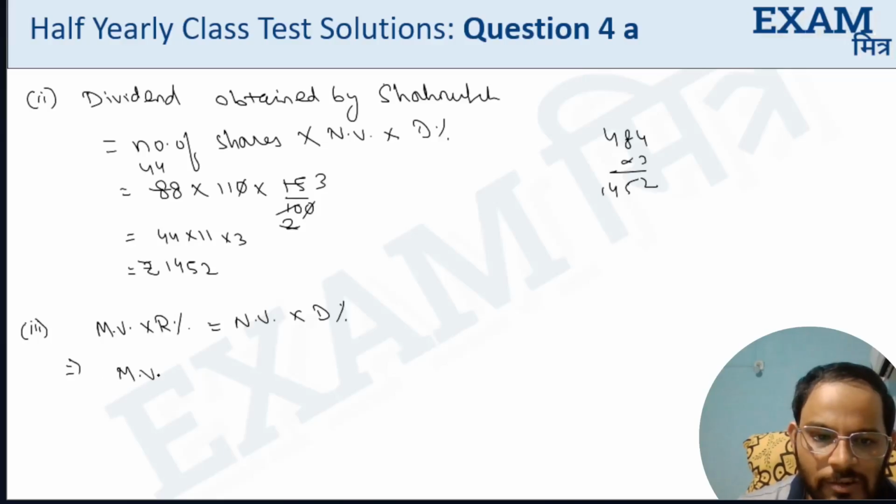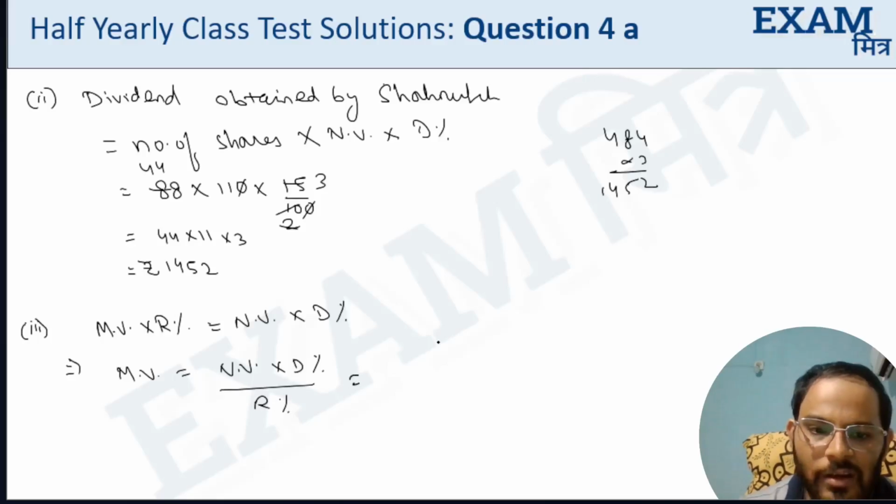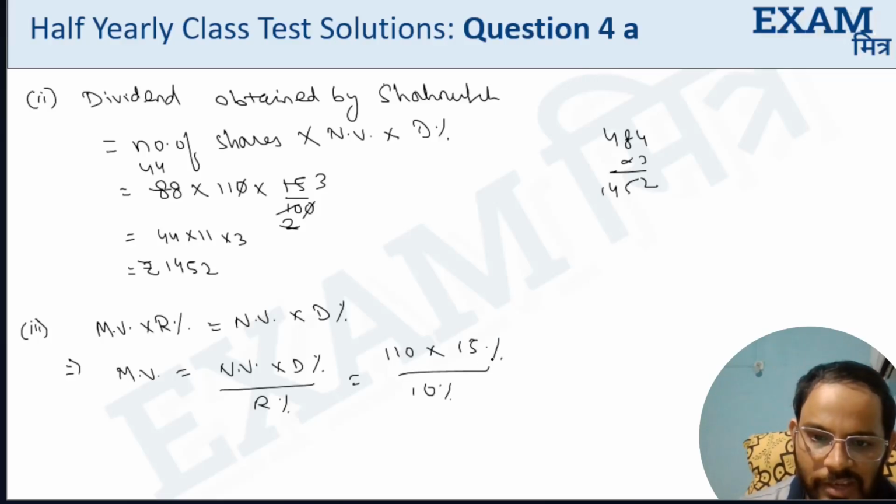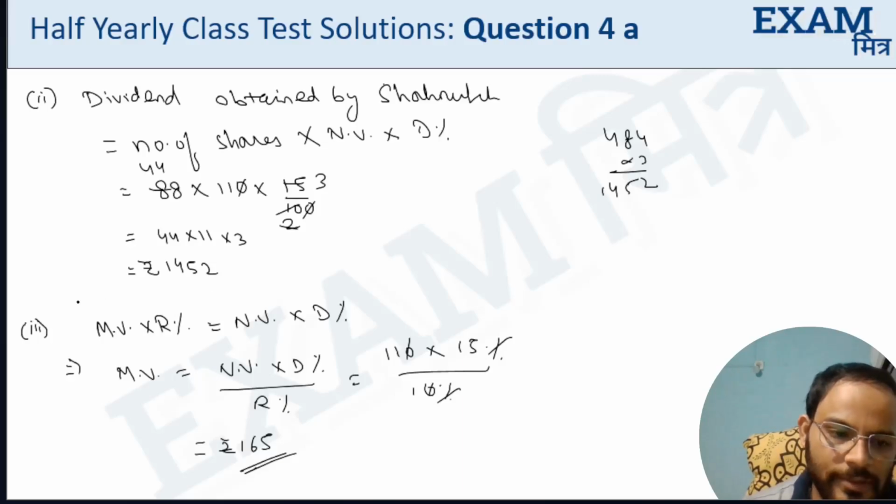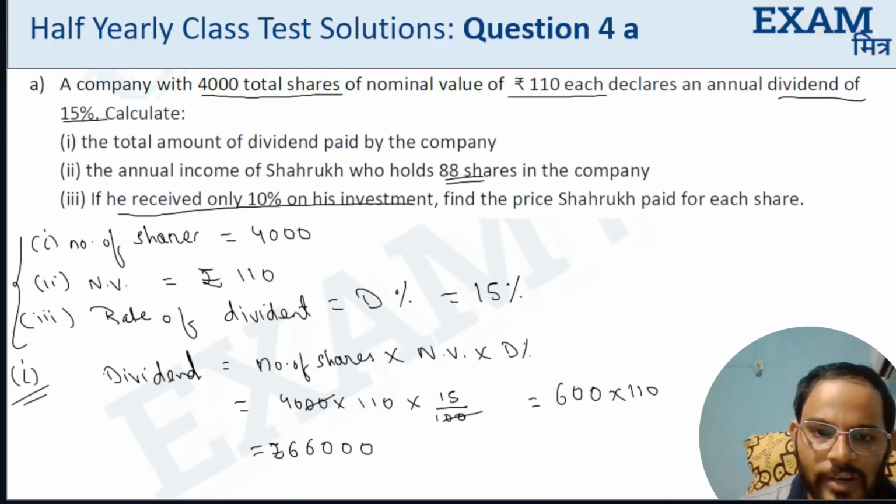So we need to find the market value, that means the price at which Shahrukh bought those shares, and it is nominal value into rate of dividend divided by R%. Now the nominal value is 110, the rate of dividend is 15%, and he gets 10% return. Okay, so you can clearly see the 10 and this 0 got cancelled, percentage got cancelled, so it is rupees 165. So the market value at which he bought each share is rupees 165. So I hope this is clear.